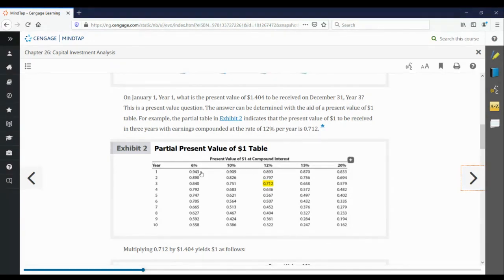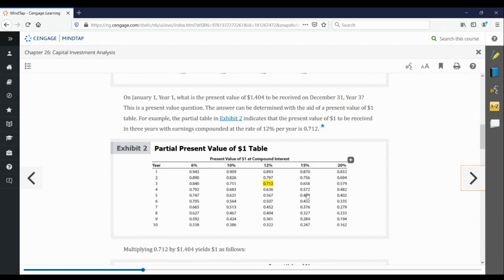And as you can see here, this table has interest rates on it. It also has the years that we are thinking about investing our money for. So in this case, we were investing the money for 3 years at 12%. The table value amount is 0.712. And if we were to multiply this 0.712 times the $1.40, it will give us the present value of that amount, which would equal $1.